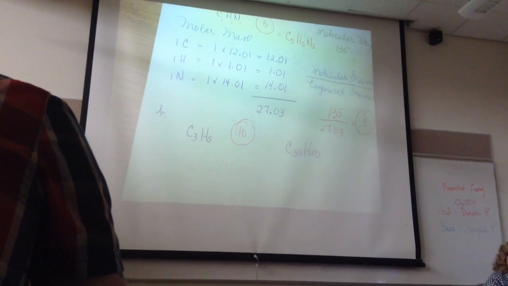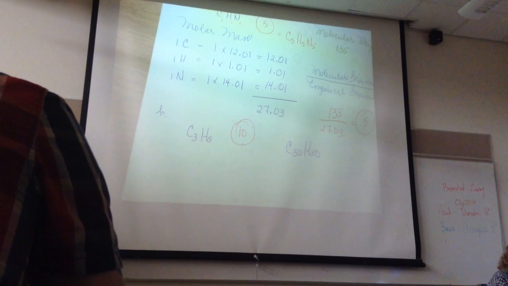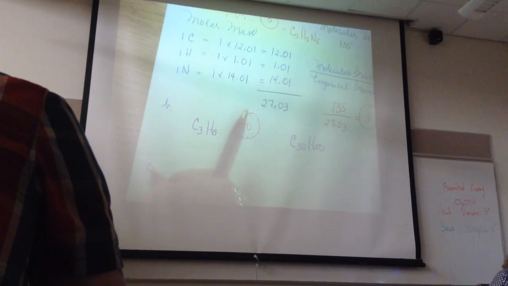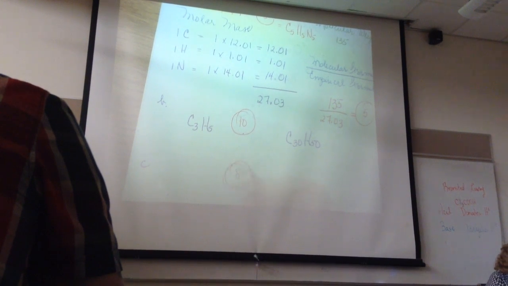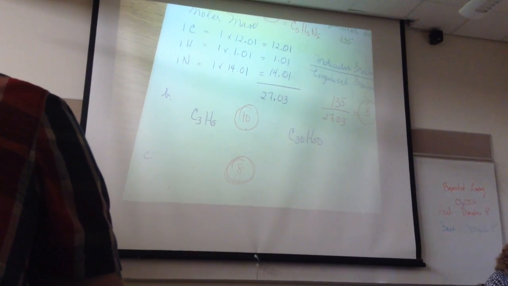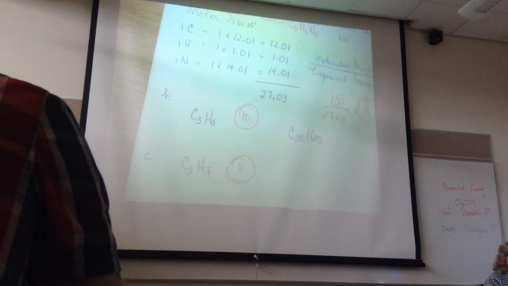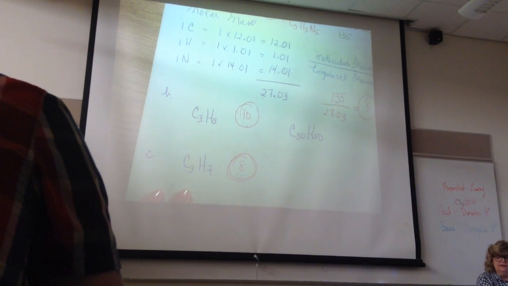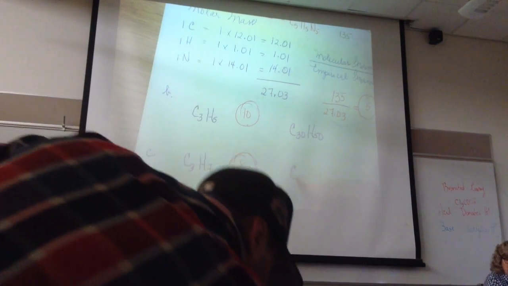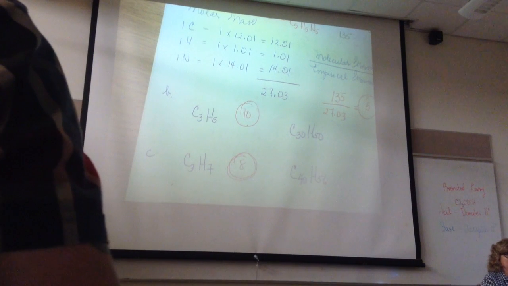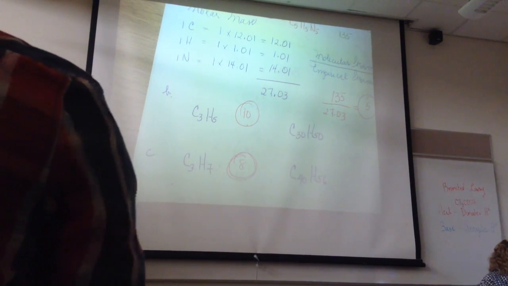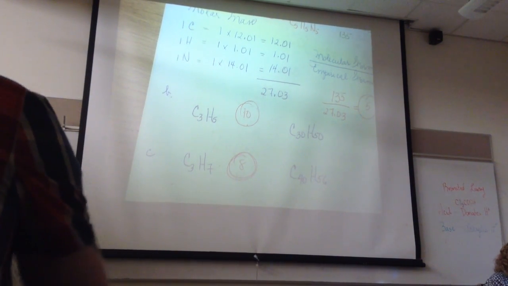All right, and then letter C. What happened with letter C? What is that round number there? I came up with 8. My factor was 8 for this one, and so the empirical formula was C3H7, and the molecular was then C40H56. Everybody okay?